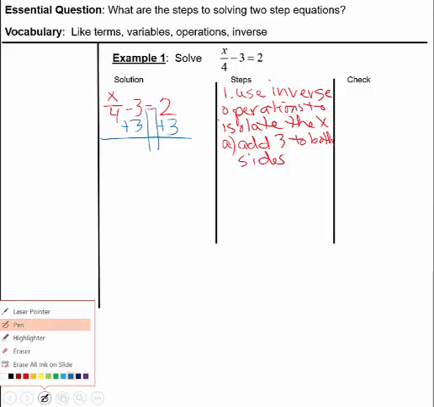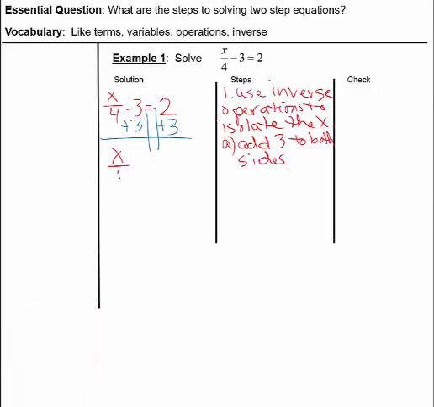And then we get x over 4. Negative 3 and a positive 3 cancel each other out. That equals 0. Bring down our equal sign. 2 plus 3 is 5. The next step is to multiply by 4 on both sides. Okay, so if you look at this first part, it's x divided by 4. So we're going to multiply by 4 on both sides of the equal sign.